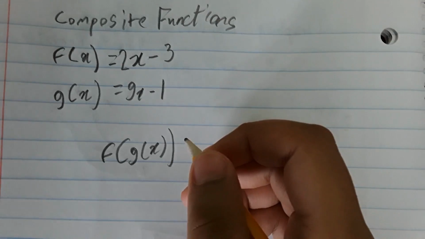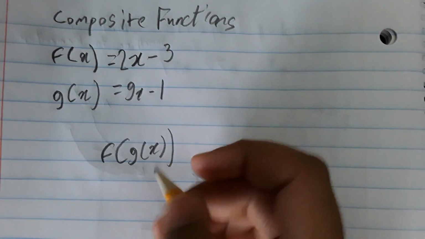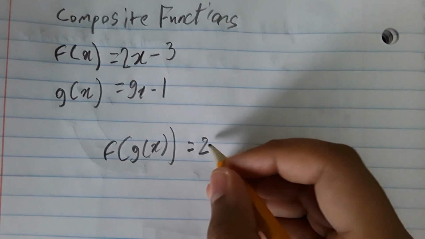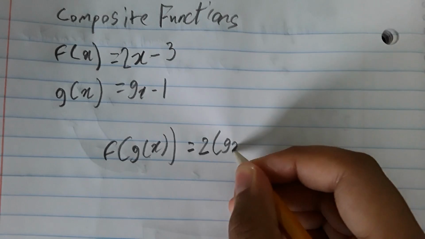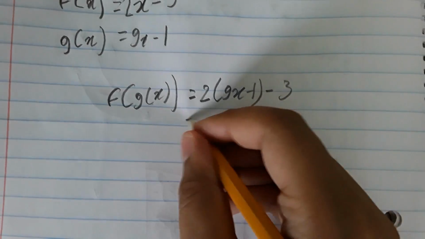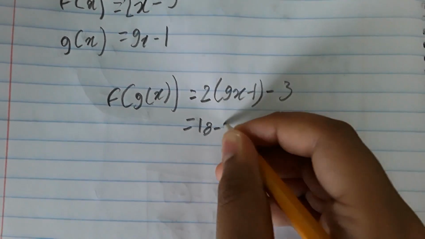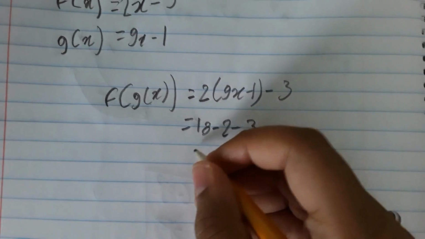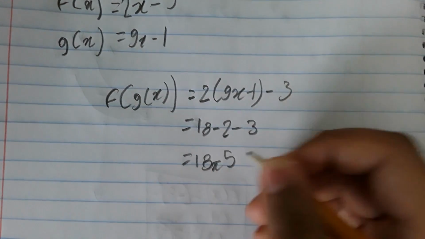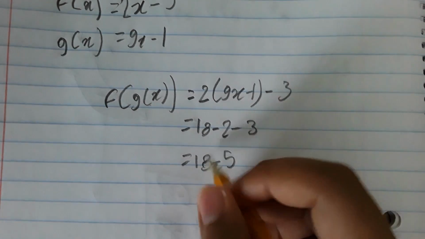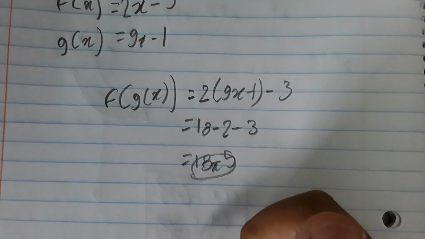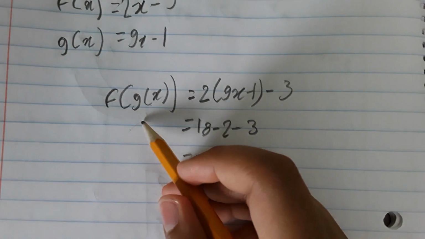Now you might be asking right now, how could he do that? Well, it's pretty straightforward. All you gotta do is just say this is the x to 9x minus 1, and then subtract that from 3, which is 18x minus 2 minus 3, which is equal to 18x minus 5. And that's your new function. Seems simple, right? Now, we could also do this in another format.